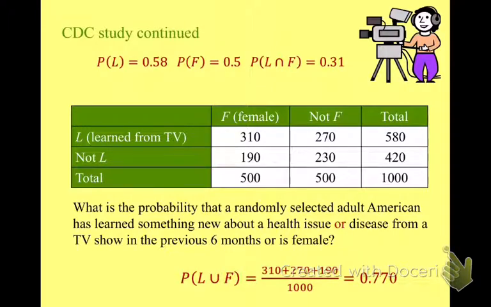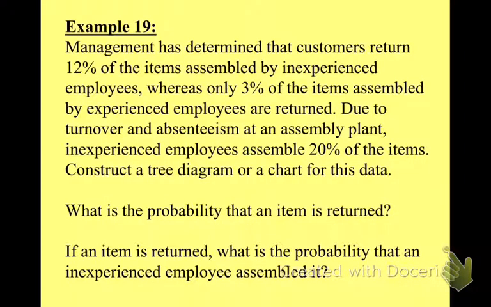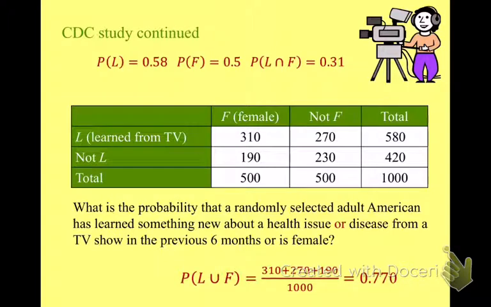So all of learned something new, all of females. So it's just adding these 3 together. All of learned something new, all of females, and then subtract the intersection 1 time. Or you're just adding these 3 together.